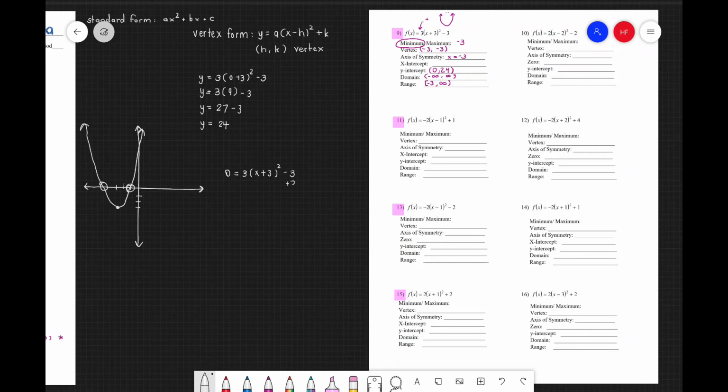Add 3 to both sides. We get 3 equals 3(x plus 3) squared. I'll divide out that 3 in the front on both sides. That gives me 1 equals (x plus 3) squared. In order to undo a square, I have to square root both sides.